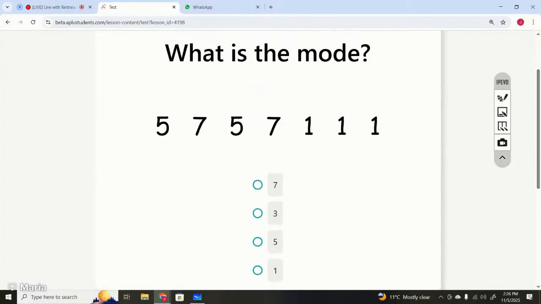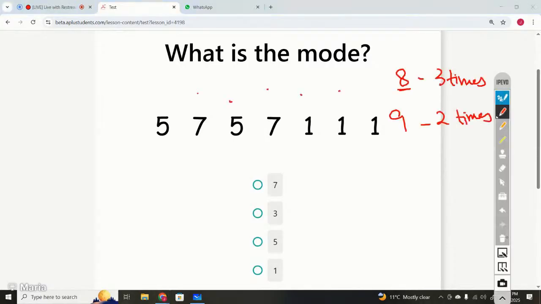What is the mode? Mode is the number that appears the most of the time in the given data.